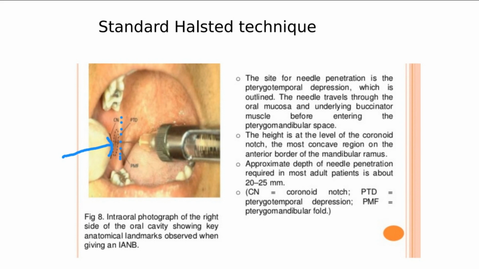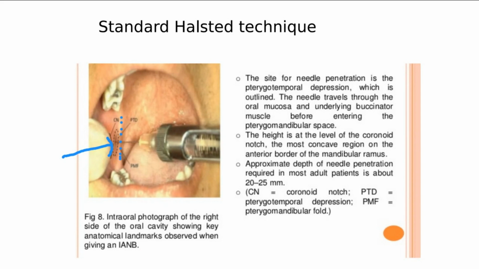This is called the pterygotemporal depression. I don't want you to get it wrong. Pterygomandibular raphe or fold versus pterygotemporal depression. The pterygotemporal depression is that depression in between your thumb, which is the coronoid notch, and the pterygomandibular raphe. There is a depression in between those two, and this is called the pterygotemporal depression. This is where you're going to insert your needle.